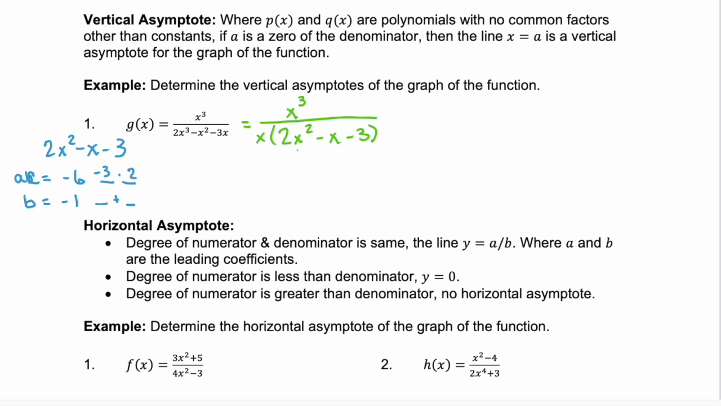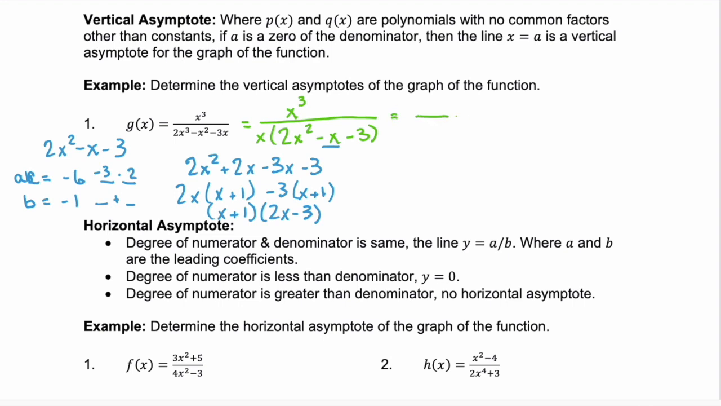Remember, that tells us how to rewrite that inner term. So we're going to have 2x squared plus 2x minus 3x minus 3. Then we factor with grouping, and we have 2x times x plus 1, and we have minus 3 times x plus 1, which factors to x plus 1 times 2x minus 3.